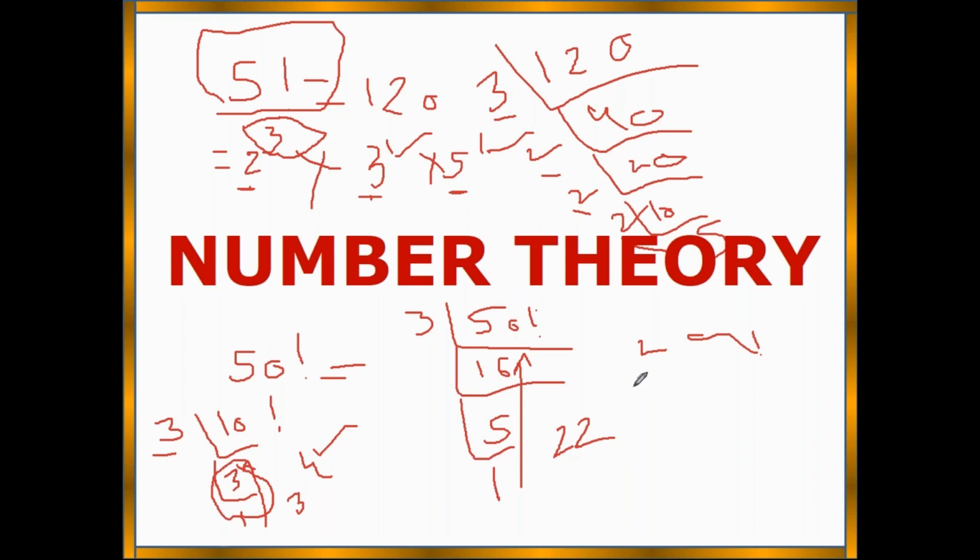Hope all of you understood? The power of 2 in 9 factorial means 2 is the divisor for 9. 2 4s are 8. Ignore the remainder 1. 2 2s are 4. Again 2 1s are 2. So 1 plus 2, 3. 3 plus 4, 7. So the maximum power of 2 in 9 factorial is 7. What did you understand?